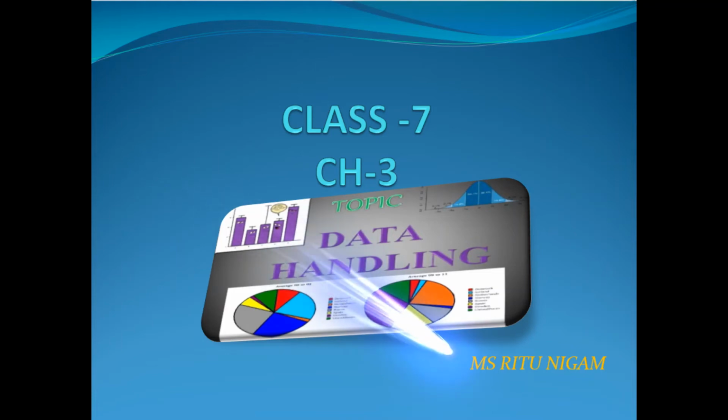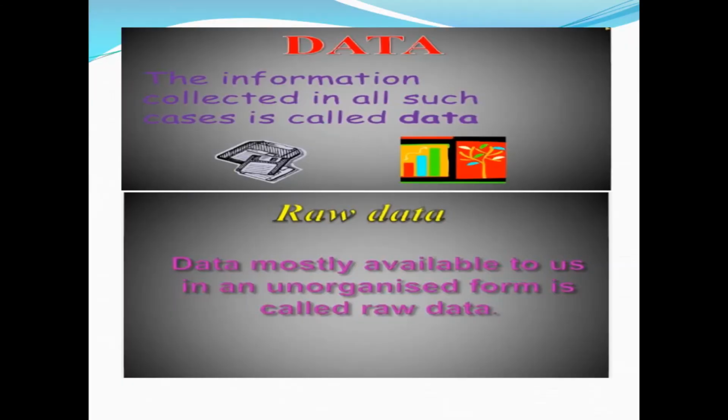Let's move on. Data: the information collected in all such cases is called data. And what do we call raw data? The data mostly available to us in an unorganized form. This unorganized form is called raw data.